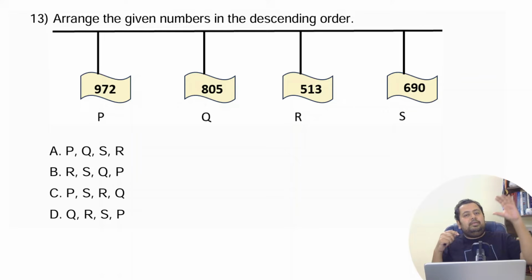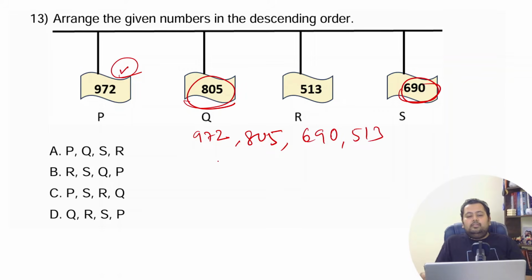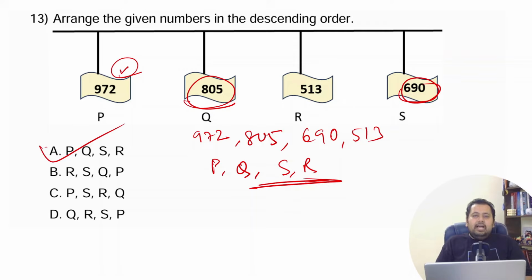So here we have to find descending, which means we have to put the larger number first, higher number first, and then the smaller number. So now you have to find what is the largest three-digit number that you see in this image. So the largest here is 972, right? Then you have 805. Then you have 690 and then 513. So the correct answer is P, Q, S, and R. And if you see, option number A is the correct answer.